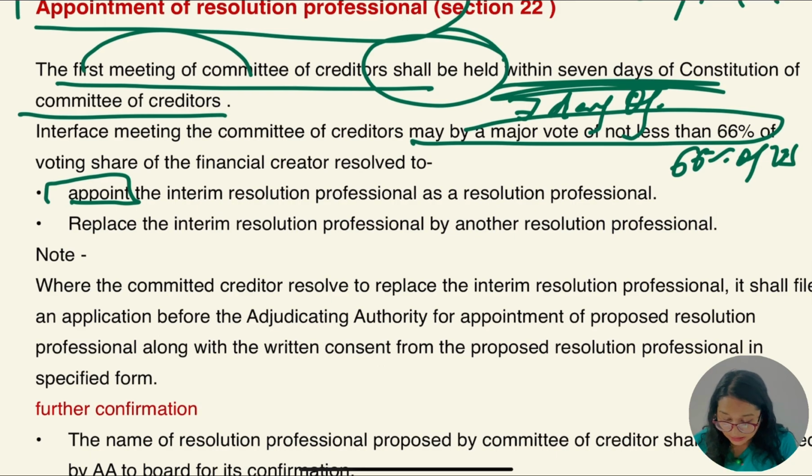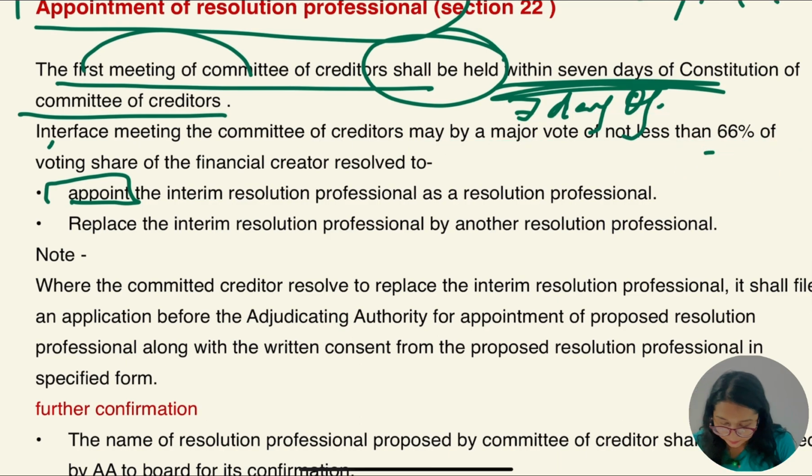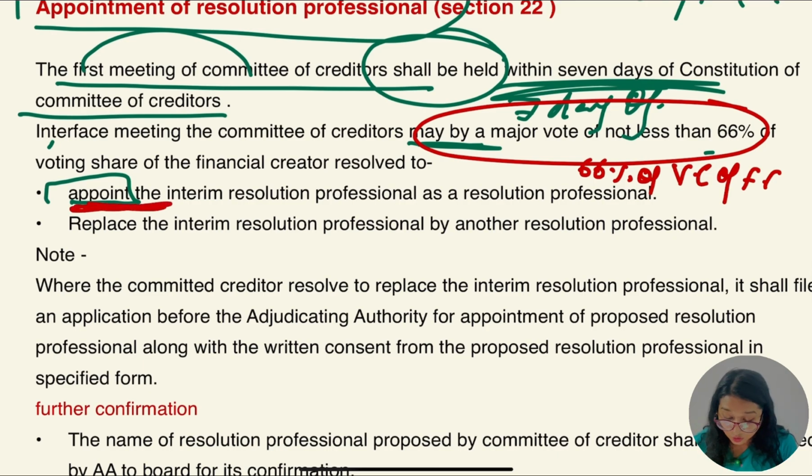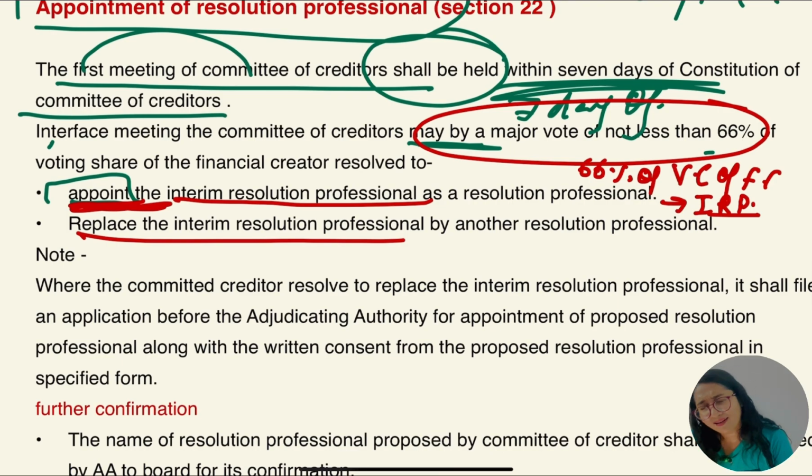So for the first meeting, the committee of creditors may, by a majority vote of not less than 66% of voting share of the financial creditor, resolve to appoint the interim resolution professional, or if they want to replace the interim resolution professional by any other resolution professional.